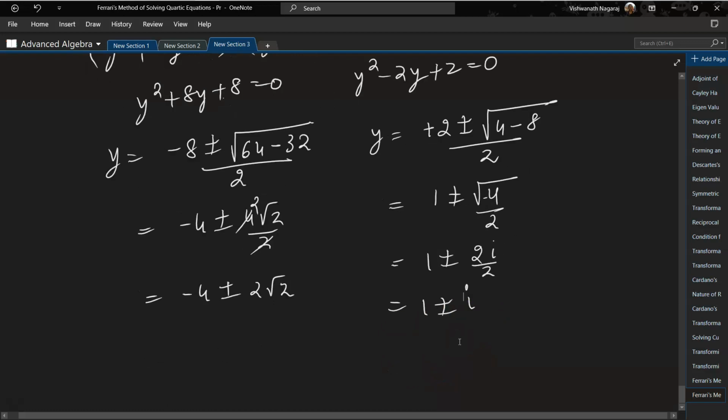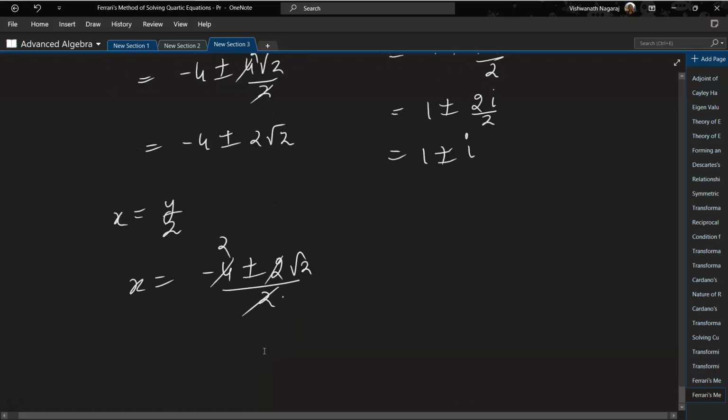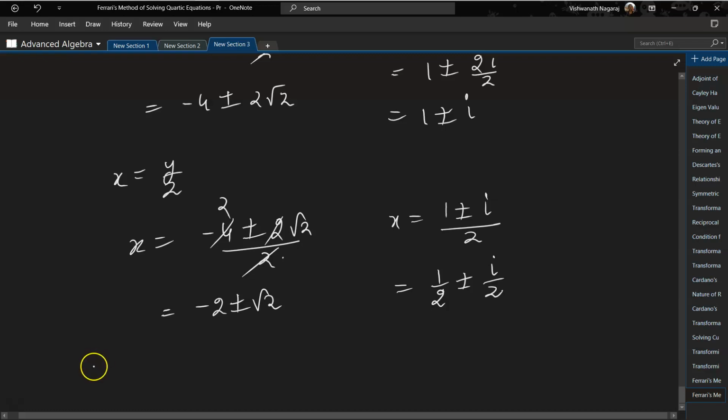Okay, we want x, not y. So remember, in the beginning we said let x is equal to y by 2, so therefore x is equal to minus 4 plus or minus 2 root 2 by 2. So this becomes minus 2 plus or minus root 2. And on this side, x is equal to 1 plus or minus i by 2. Actually I don't have to do anything: 1 by 2 plus or minus i. That is equation solving using Ferrari's method. That's it for now. Bye.